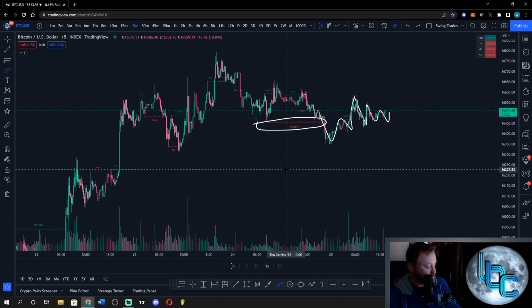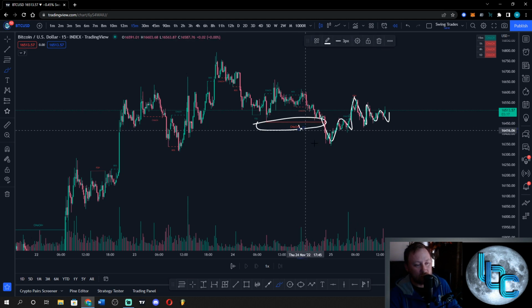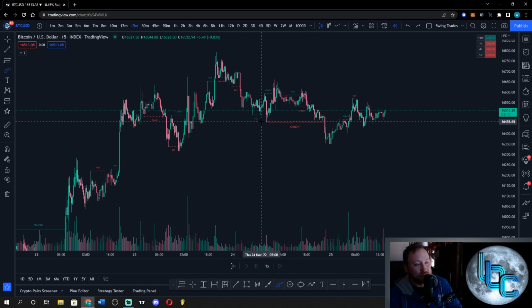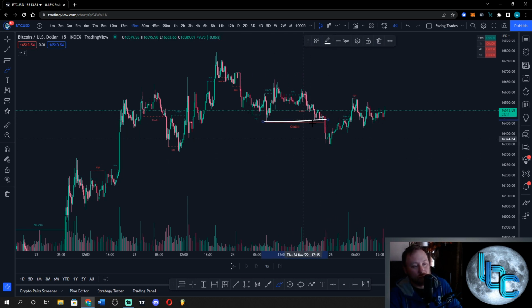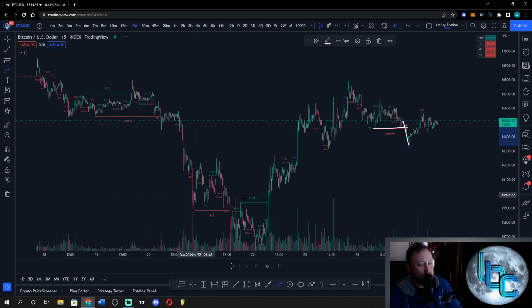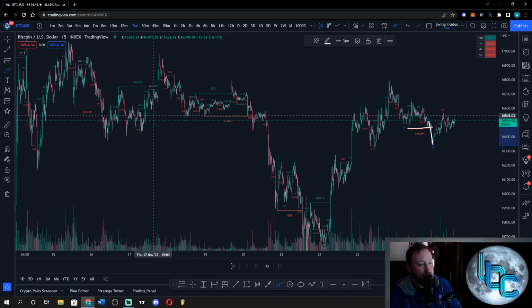Okay, so you got your change of character. Now this one has a change of character plus, which means it is a strong change of character. Now this is red, so what do we assume there? This means that this is likely going to be a strong change of character to the downside. So if we try to find a previous example, you can see right here we had a change of character, a red change of character to be specific. We broke it.